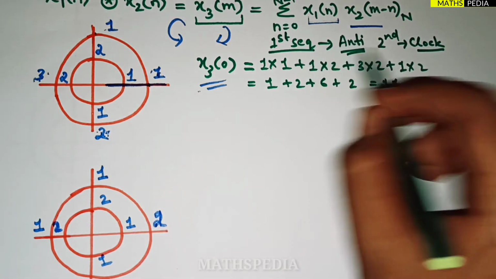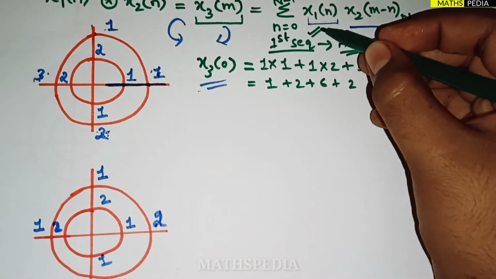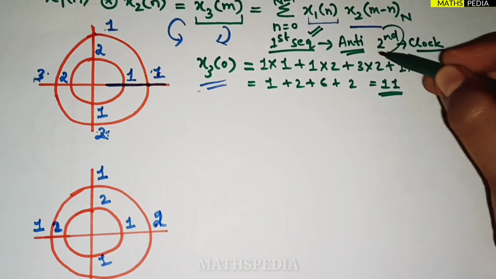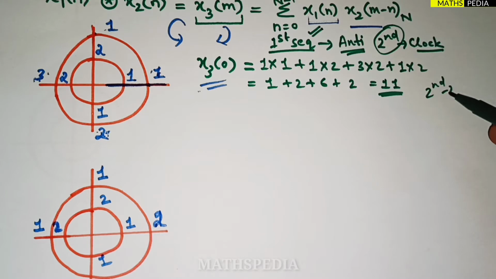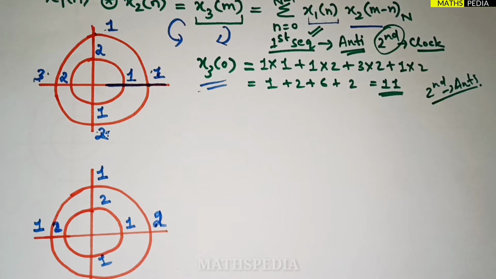Now, after this, all the other steps you have to fix the first sequence and change the second sequence anti-clockwise. Only this much you have to remember. Change the second sequence anti-clockwise. You have to keep on changing.